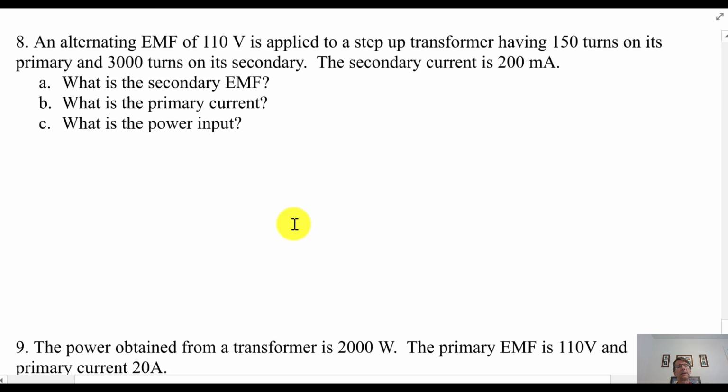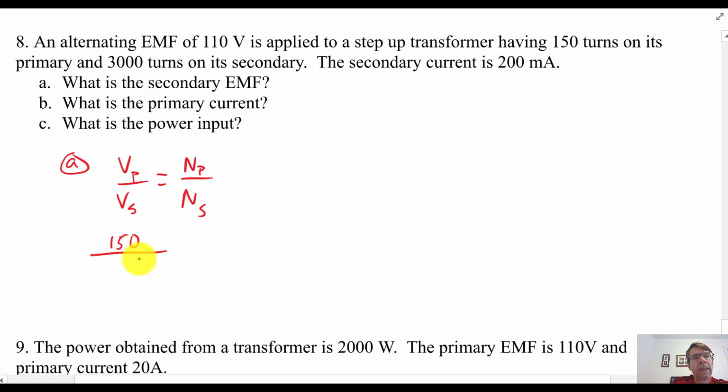Here we go. And so we have an alternating EMF. We'll just take that as an average or overall or maximum voltage. So we ignore, in a sense, the sinusoidal nature of the EMF provided. But this works. You're simply going to plug into part A: V primary over V secondary equals N primary, where N is the number of turns, over N secondary. It tells you 3 of these 4. It tells you that there are 150 turns on the primary, that's the input side. The secondary has 3,000 turns.